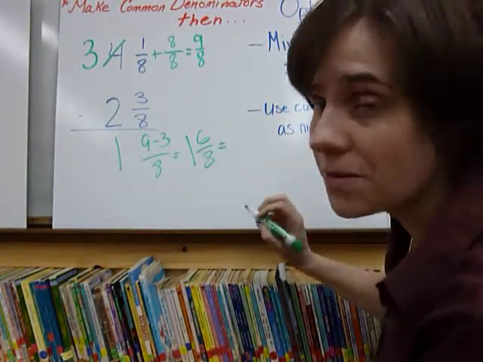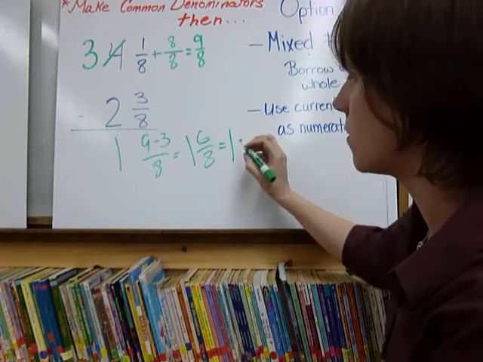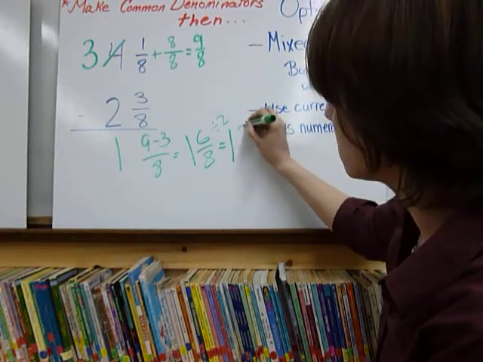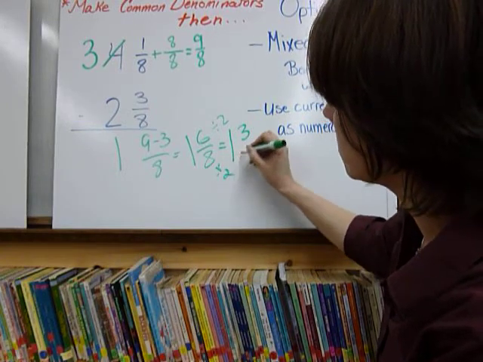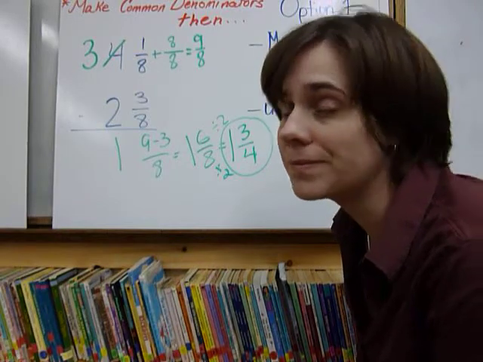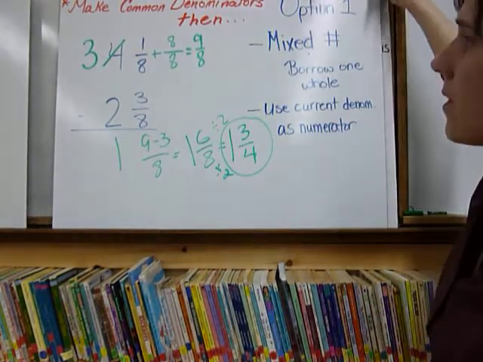6 and 8 have a common factor of 2. Keeping my one whole, I'm going to divide. 6 divided by 2 gives me 3. 8 divided by 2 gives me 4. My final answer is 1 3/4. That's one way of doing it.